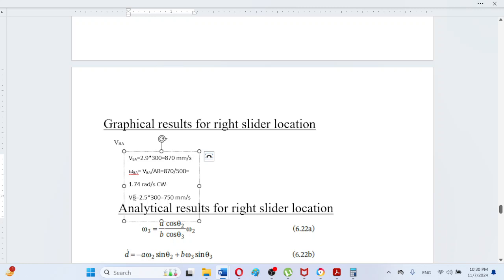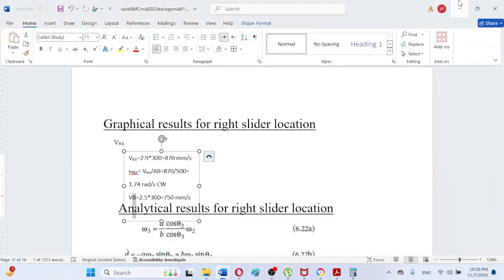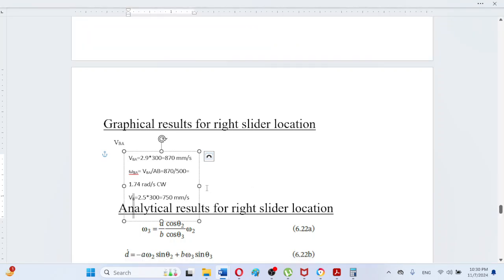In a similar manner, V subscript B, which is actually the velocity of the slider located at the right hand side. So this VB is equal to 2.5 according to scale. Scale is 300 millimeter, so this will be multiplied by, this will be equal to 750 millimeter per second.